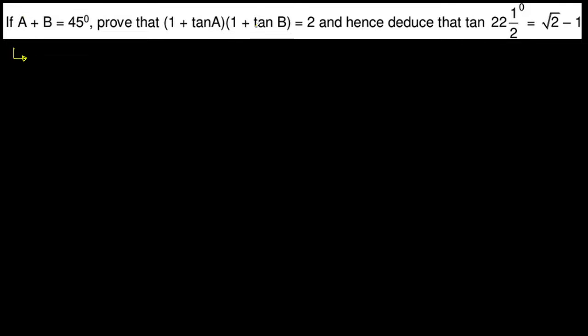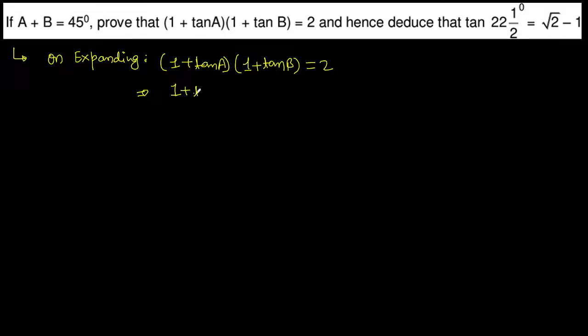If A plus B is 45 degrees, prove that this is 2. If we expand it, expanding (1 + tan A)(1 + tan B) equal to 2, we are going to get 1 + tan B + tan A + tan A tan B.